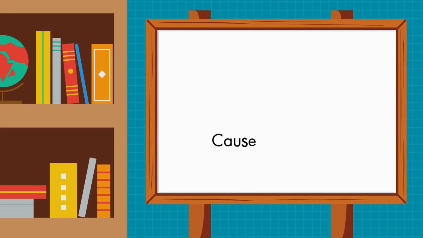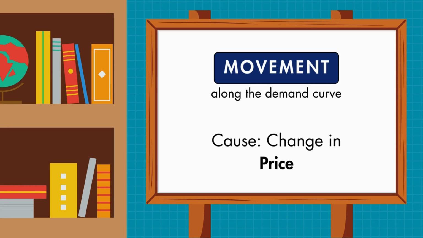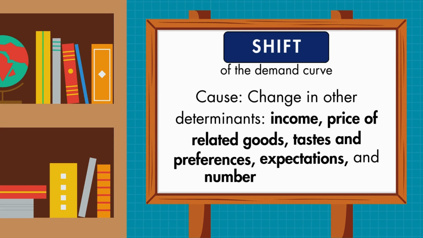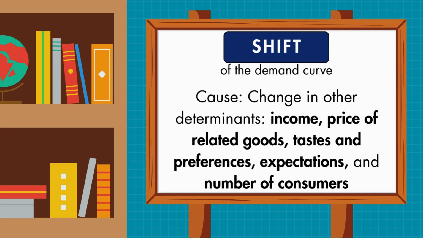To sum up, a price change will never shift the demand curve. It will only cause a movement along the demand curve. The changes in the other determinants, such as income, price of related goods, tastes, expectations, and the number of consumers, will shift the demand curve.